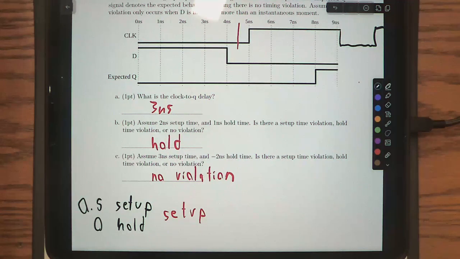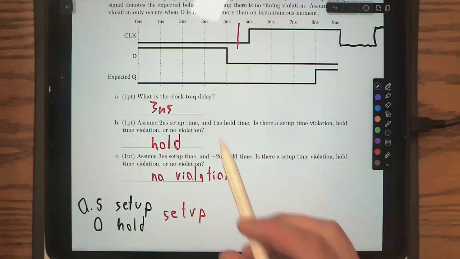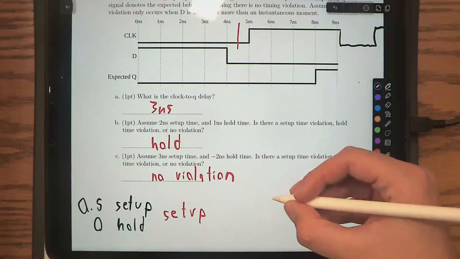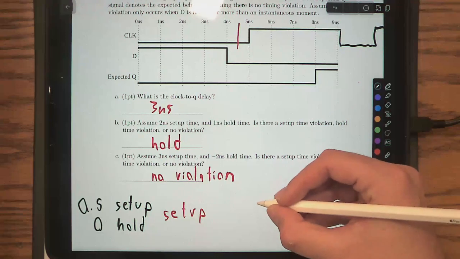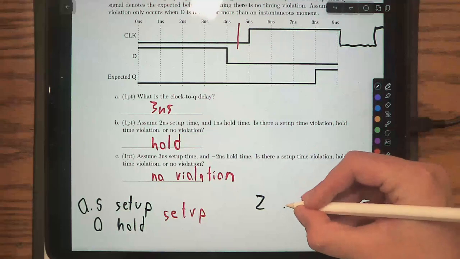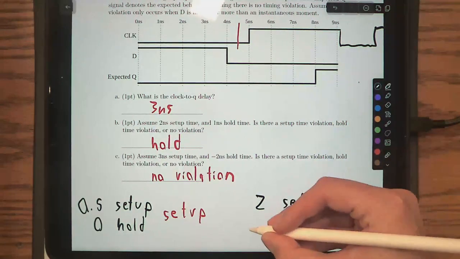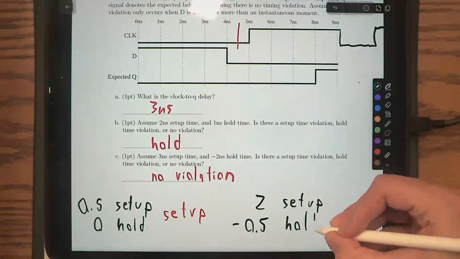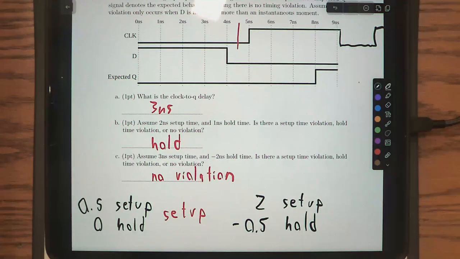Okay, final quiz question. So 2 nanosecond setup, and then negative 0.5 hold. All right, this is the last question that we will do on this, and we'll move on to another topic. So take 20 seconds, chat with the person next to you.